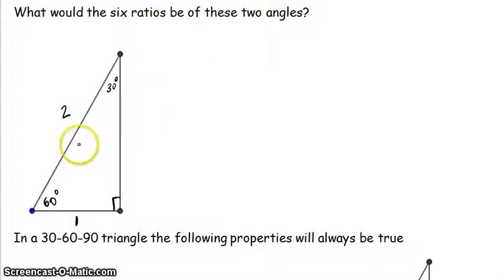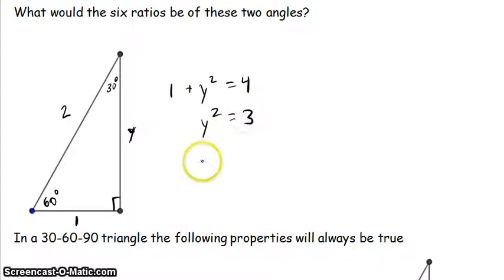Well, we have two sides, and we need this missing side here. In the picture, this is the height, so I'm just going to call it y. So 1 plus y squared equals 4. I get y squared equals 3, so y is equal to the square root of 3.